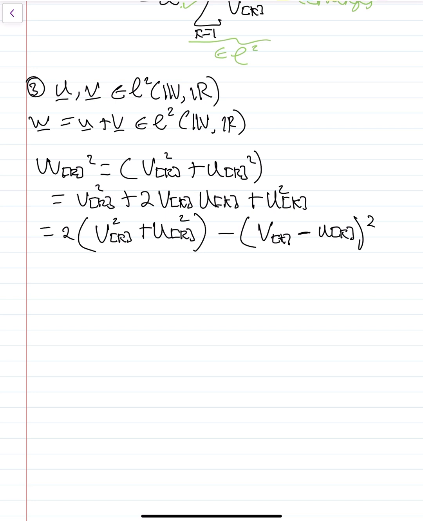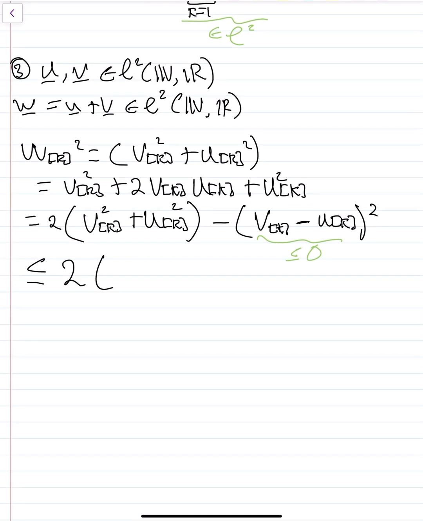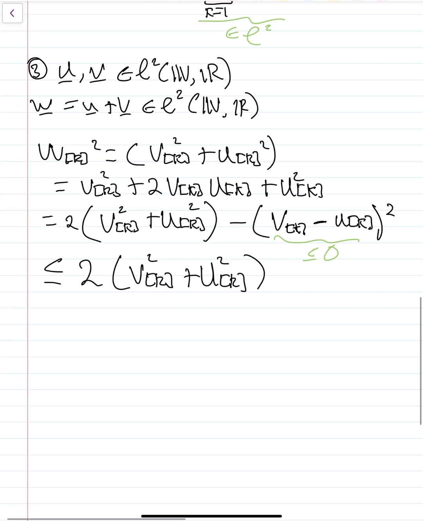And now, here's the key. All of this term here, because this is greater than or equal to 0, since I'm working with the real numbers, is going to be less than or equal to 2 times vk squared plus uk squared, because, like I said, the second term is greater than or equal to 0.